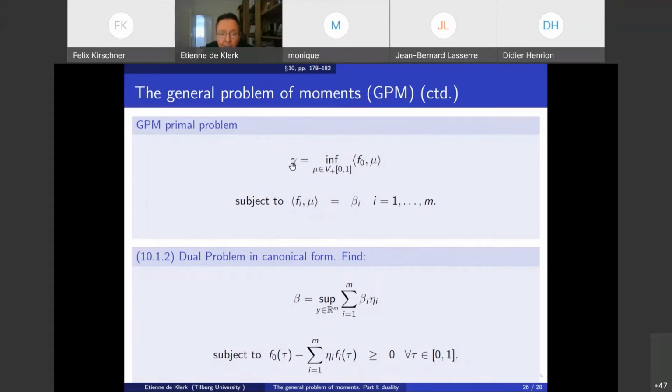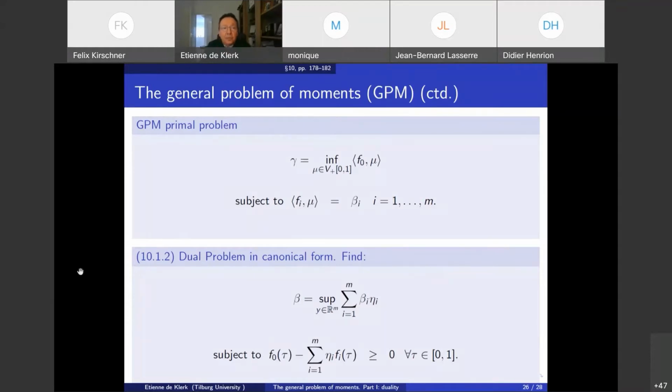So in the dual problem, again, we are maximizing, and this duality here is just the inner product in Rm, and this y vector in Rm has components eta i again. So we are taking the inner product of the vector b with a vector y. In this form, the eta i's must be such that if we form this function f0 plus or minus the sum of the eta i's fi's, then this result must be a non-negative function on 0, 1. So I just wrote this out. For any value tau in the interval 0, 1, this function must be non-negative.